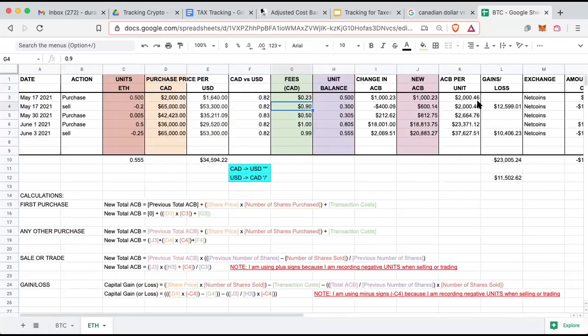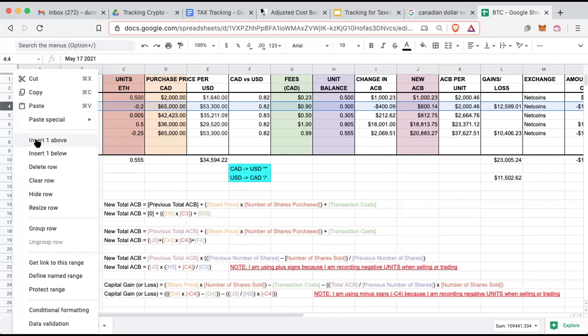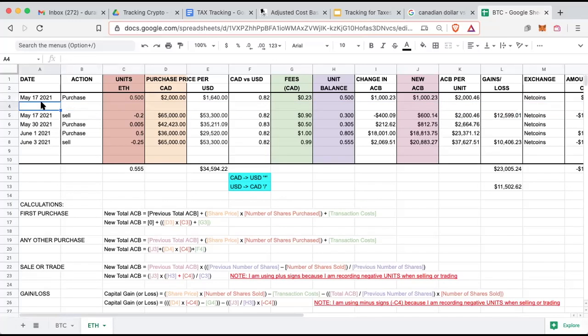Everything changes, but you don't have to do anything. Let's say you didn't sell anything, you did another purchase. Well, you click on that line, so the whole line's highlighted. You left click, you insert one above, and maybe you want to do another purchase. May 18, you bought another 0.5 of an ETH, and the price went down. That's why you bought it, 1,500. And the exchange rate was the same as the day before, and the fee was 20 cents.